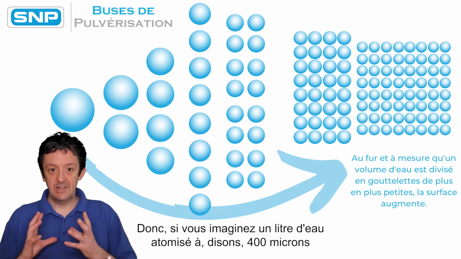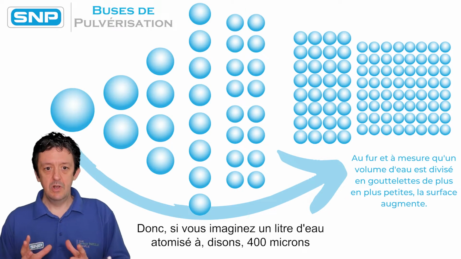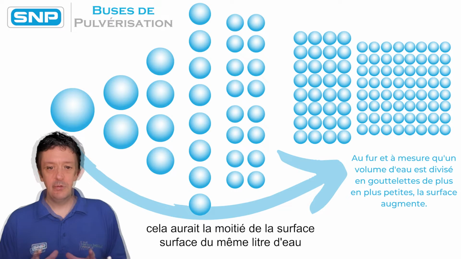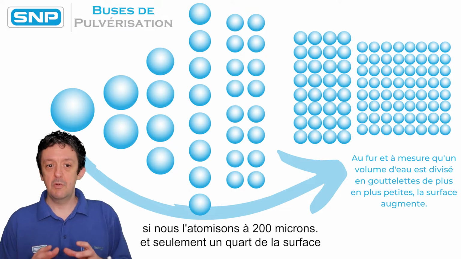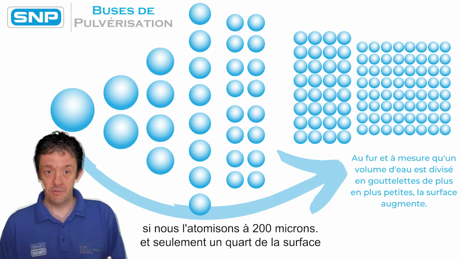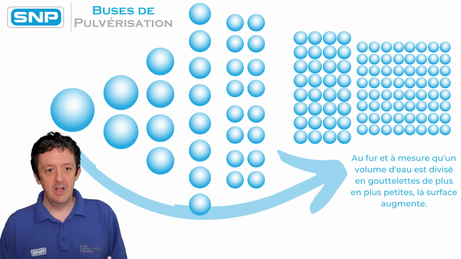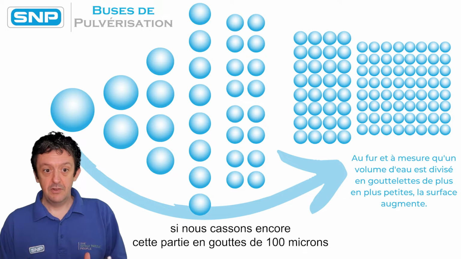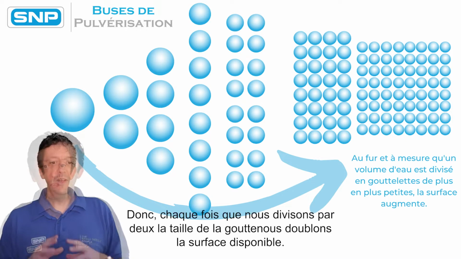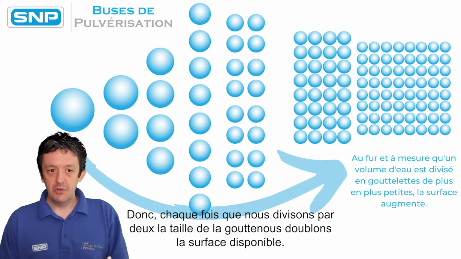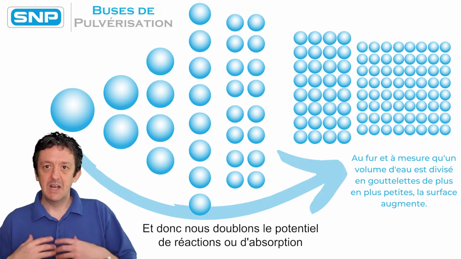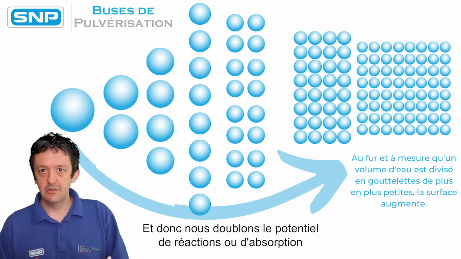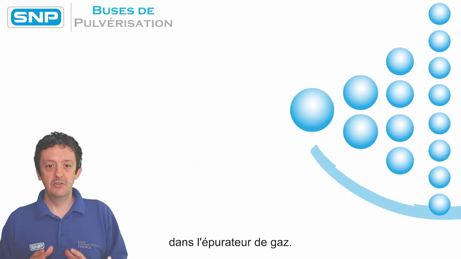So if you imagine a litre of water atomized to, say, 400 microns, this would have half the surface area of the same litre of water if we were atomizing it to 200 microns, and only a quarter of the surface area if we were to further break that apart into 100 micron drop sizes. So each time we halve the drop size, we double the surface area available, and so we're doubling the potential for reactions or absorption in the gas scrubber to occur.